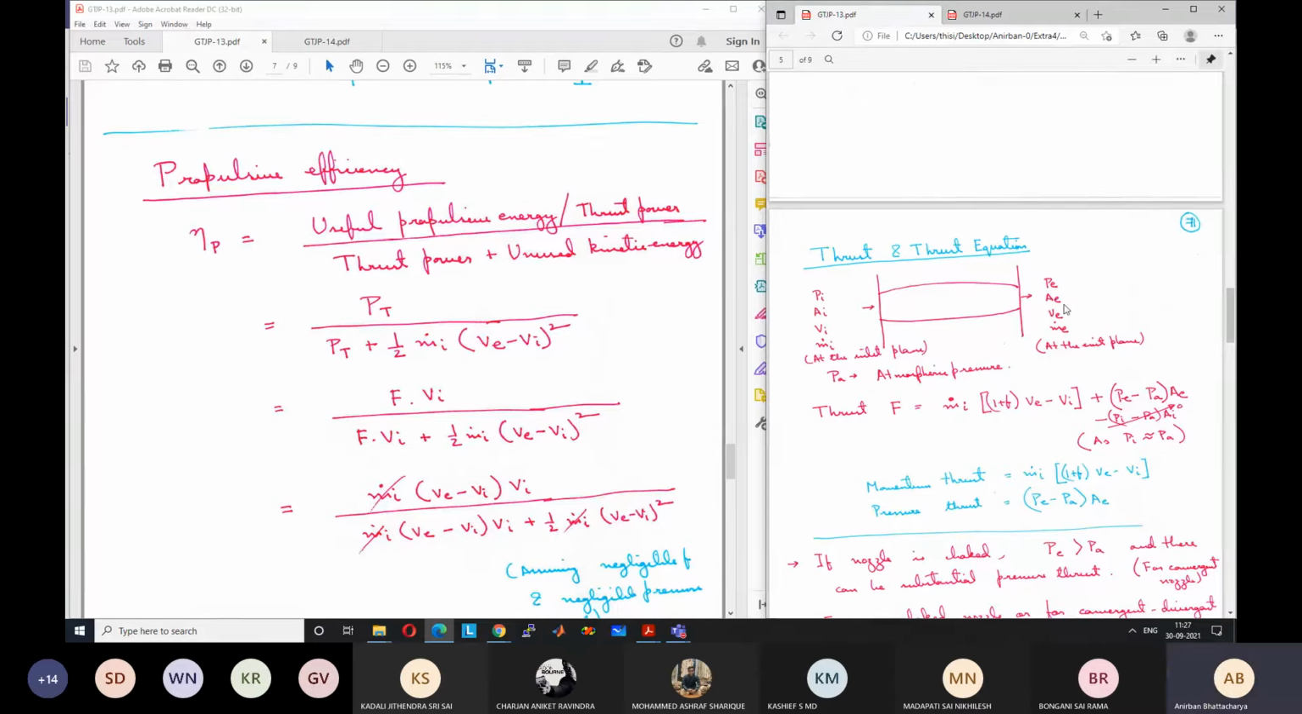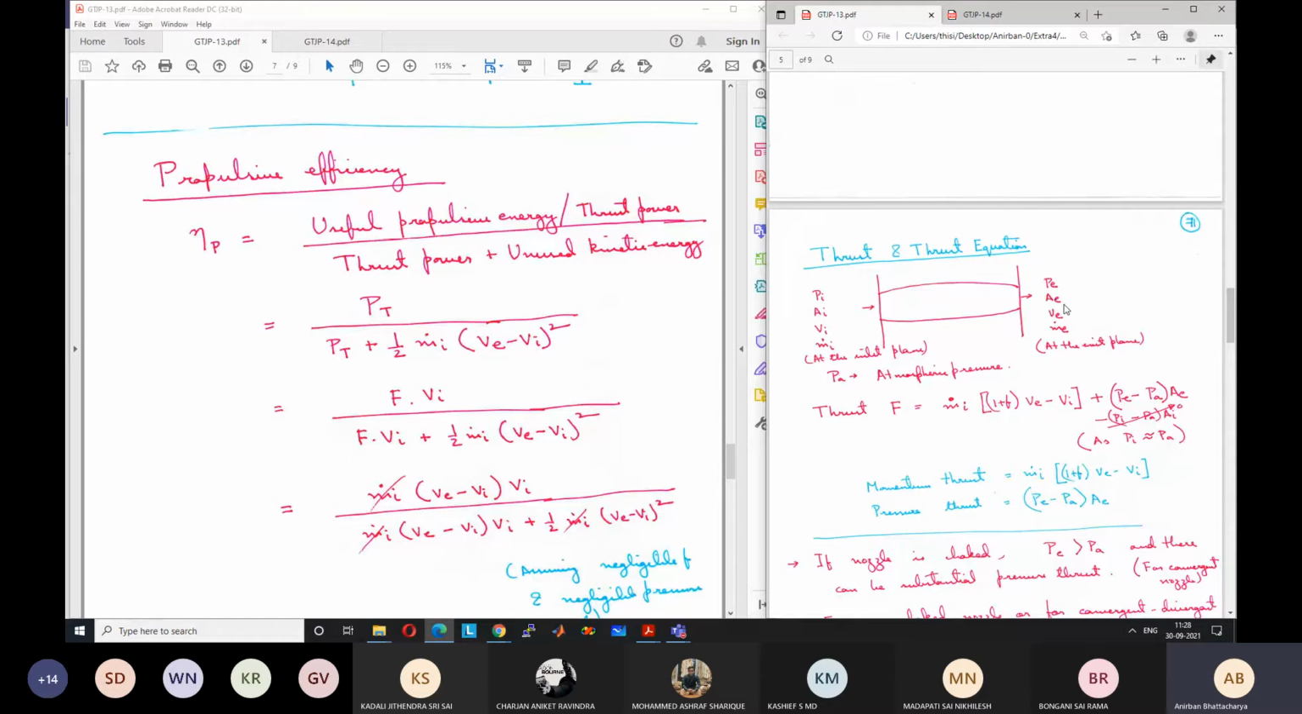So the kinetic energy of the exhaust gases from the stationary reference point is half m dot i into v minus vi squared. From this reference point, we see that the exhaust gas goes out at a certain velocity, and this kinetic energy is not being used up anywhere, right? This is lost to the atmosphere.